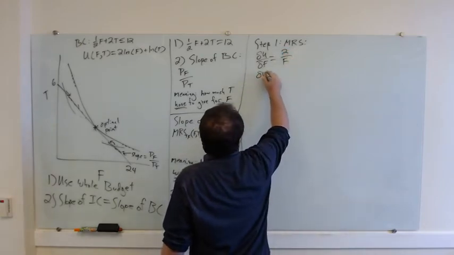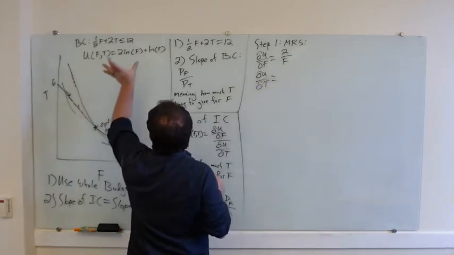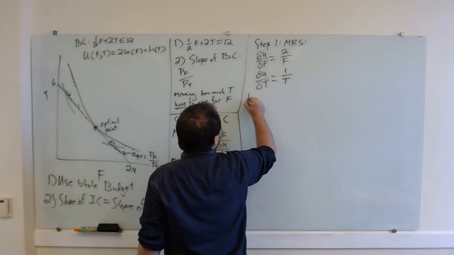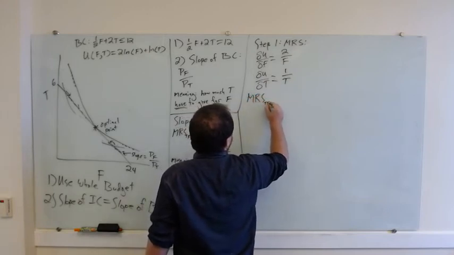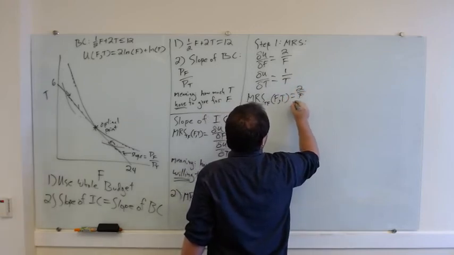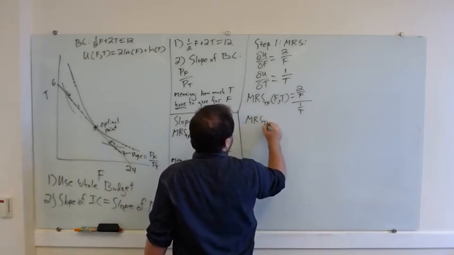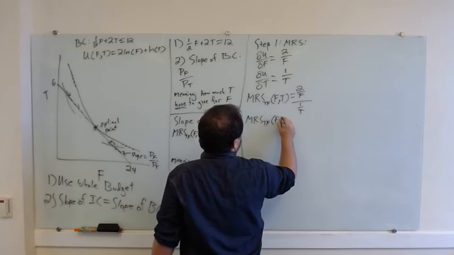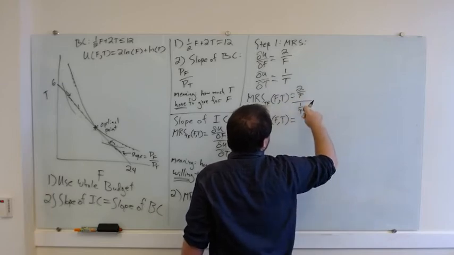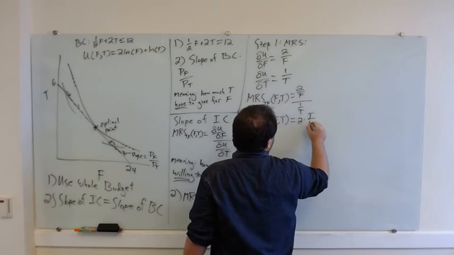And what's du dt? Same thing. Treat f as a constant, so this is just some constant plus the natural log of t, so it's 1 over t. And our MRS is going to be 2 over f divided by 1 over t. We can basically multiply the top and the bottom by t, and we get MRS equals 2 times t over f.